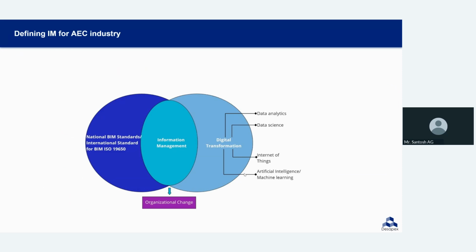So the definition is: information management is the process by which an organization creates, manages, stores, uses, and shares its data to perform its core business across the asset lifecycle activities. In the construction sector, information management is enabled by the application of the national BIM standards or the international standards for BIM, which are ISO 19650. And it also supports the wider digital transformation approaches, which are data analytics, data science, IoT, artificial intelligence, and also machine learning applications.